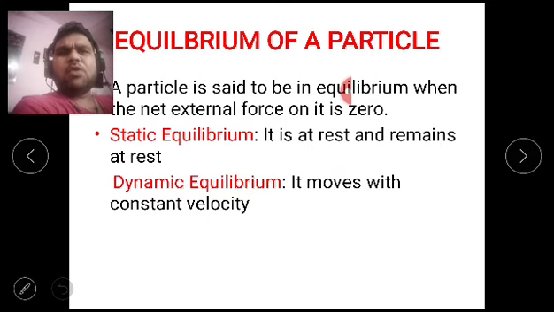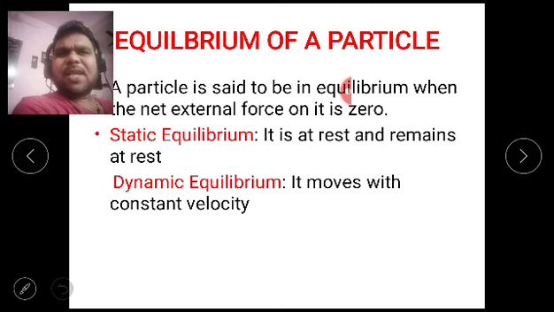Now we are talking about equilibrium of a particle. When is a particle said to be in equilibrium? A particle is said to be in equilibrium if net external force on it is 0. There are two types of equilibrium: static equilibrium and dynamic equilibrium. In static equilibrium, the particle will be at rest and will remain at rest. In dynamic equilibrium, the particle will keep on moving with the same, constant velocity.